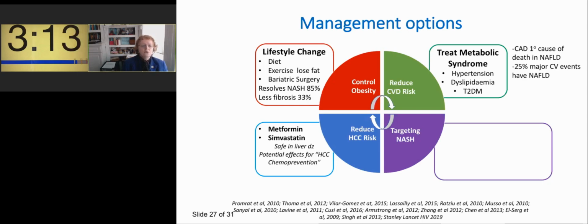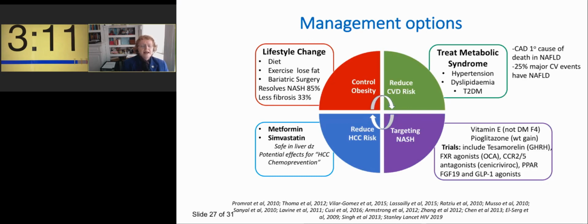hepatocellular carcinoma risk. Targeting NASH specifically, vitamin E has been shown to be of benefit, but not in diabetics or those with cirrhosis. Pioglitazone is beneficial, but has a side effect of weight gain. And there are a number of trials, including tesamorelin, FXR agonists, CCR2/5 antagonists, and agonists to PPAR, FGF, and GLP-1. So this is an exciting area that will be exploding soon, including in HIV.